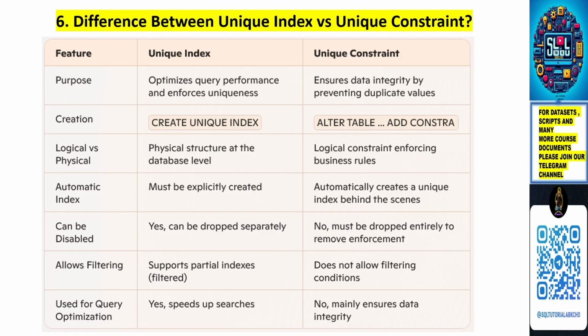According to purpose, a unique index optimizes query performance and enforces uniqueness, whereas a unique constraint ensures data integrity by preventing duplicate values. Now from the creation perspective, for a unique index, the query is CREATE UNIQUE INDEX. For a unique constraint, the query is ALTER TABLE, ADD CONSTRAINT, and then the constraint name.